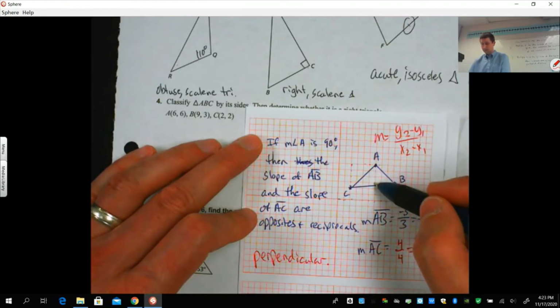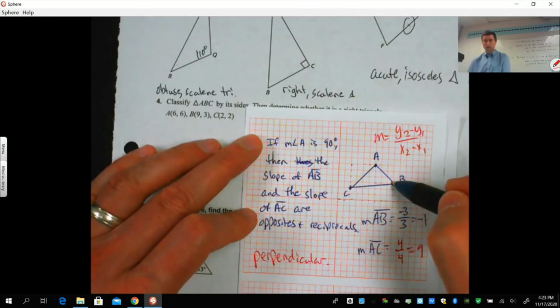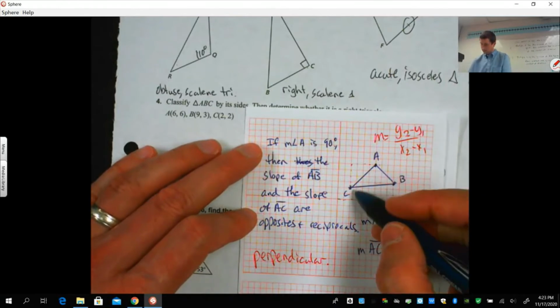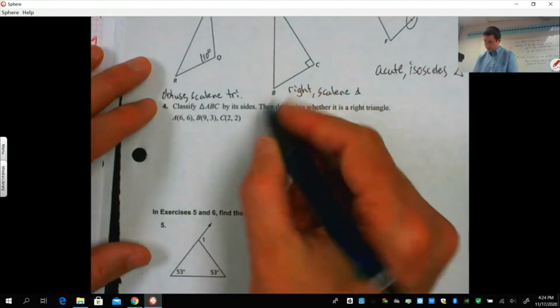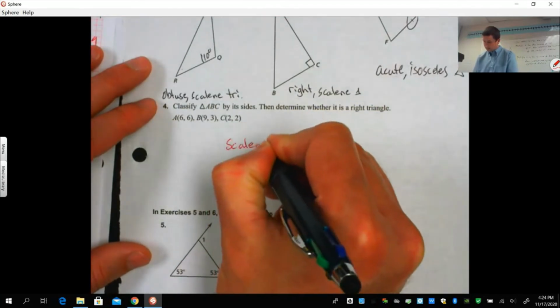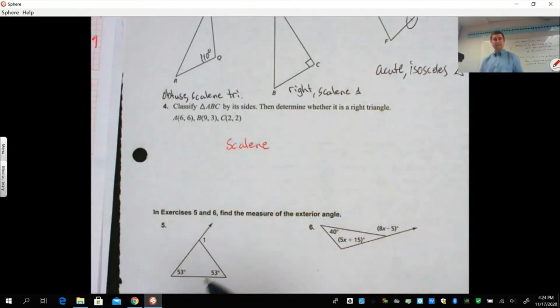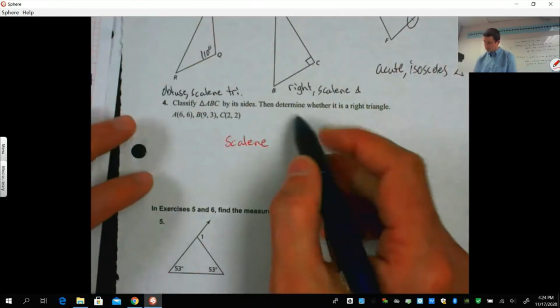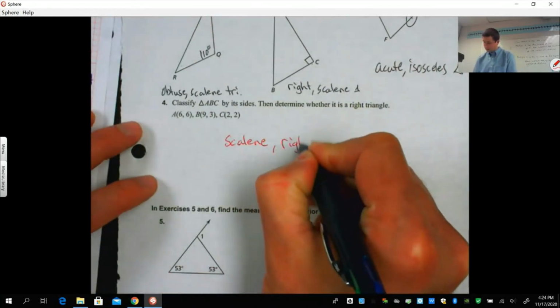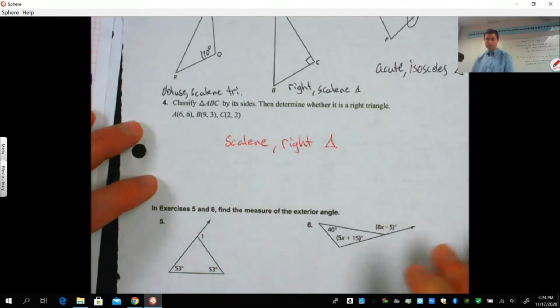Okay, the rise and run would have to be the same for a line in order for the lengths to be the same. Okay, so classify triangle ABC by its sides. We're going to say it's scalene. We know none of the lengths are equal. You could use a distance formula to prove that. Use the distance formula, and it is a right triangle. So scalene, right triangle.